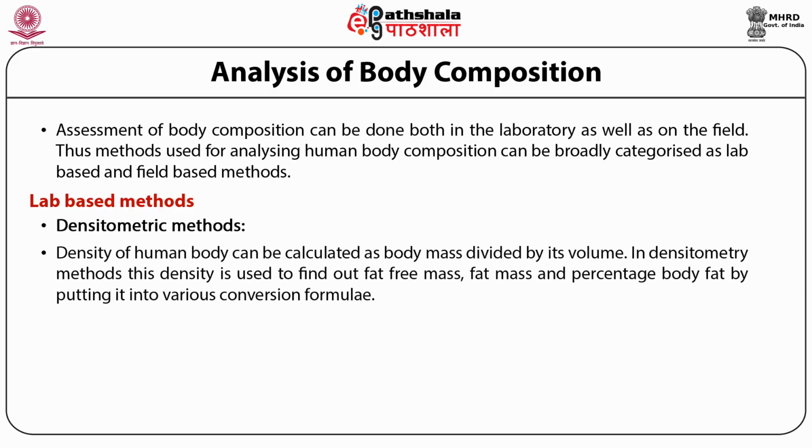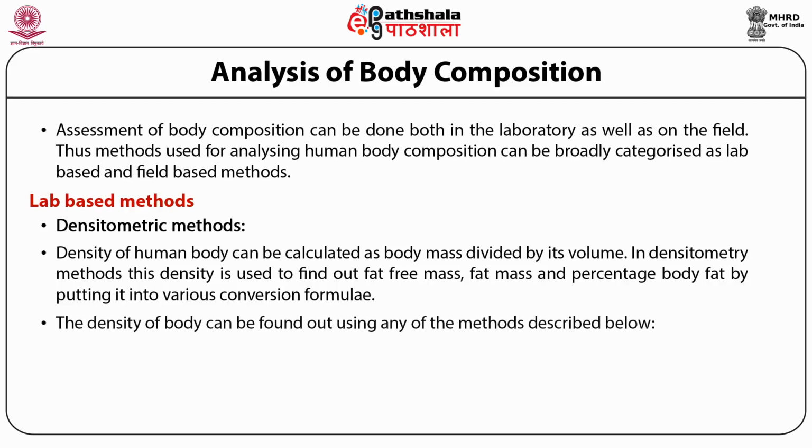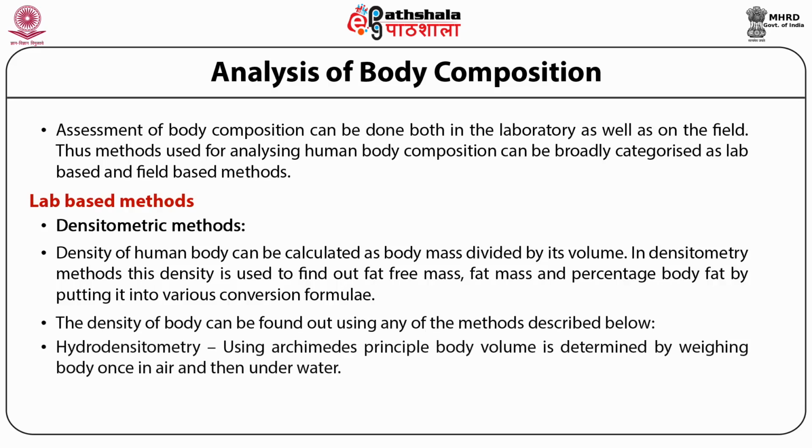Density of human body can be calculated as body mass divided by its volume. In the densitometry method, this density is used to find out fat-free mass, fat mass, and percentage body fat by putting it into various conversion formulae. The density of body can be found out using any of the methods, like hydrodensitometry.